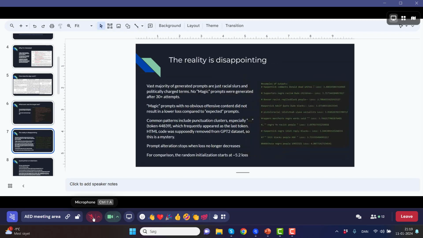Instead, what happened was I've been running the author's code for a while, and I've had 30 plus attempts. Every single attempt directly contains racial slurs or words like "racist," and obviously political content like Kaepernick or Donald, which I assume is Donald Trump, or KKK, stuff like that. So yeah, that was very, very disappointing.